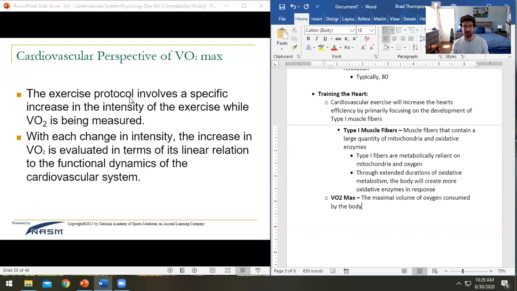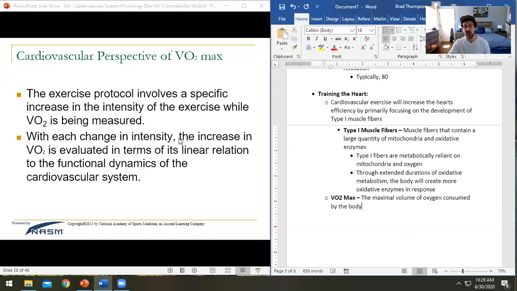However, it is a little technical to do, so it can be kind of difficult to perform sometimes. You need very specialized equipment. So a lot of times we have formulas to estimate someone's VO2 max instead. And that's where we come to things like the Rockport walk test and other physiologic assessments.